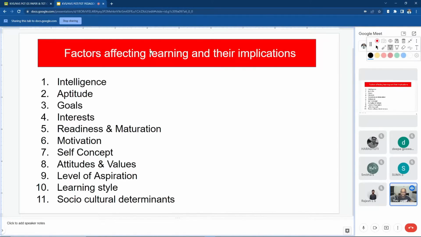The first factor which affects the learning process is the intelligence of the individual student. In the previous class we discussed that there are different intelligences. Some students are good at sports intelligence, some at arts intelligence, some have spatial intelligence, experimental intelligence, scientific intelligence, mathematical intelligence. Depending on the child's intelligence, they will excel in that particular field. You can't make a student who is good at sports intelligence study physics and mathematics.